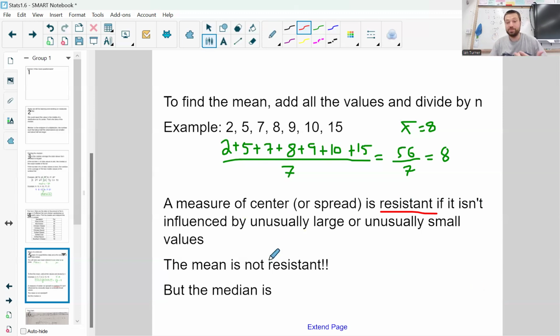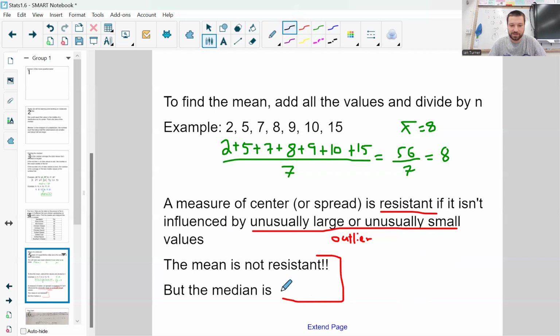So that probably means this is what it's trying to say here, and you could rewrite this: outliers, right? A measure of center is resistant if it's not influenced by outliers. Super duper important, and we have talked about this in class before. But the mean is not resistant. The mean is influenced by small and large outliers, okay? The median is resistant, okay?